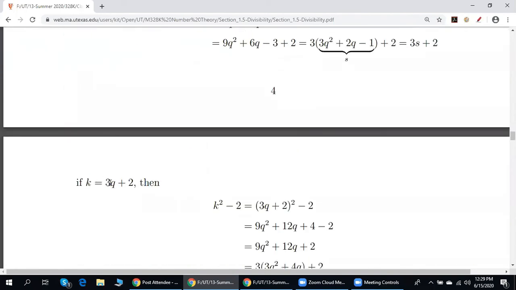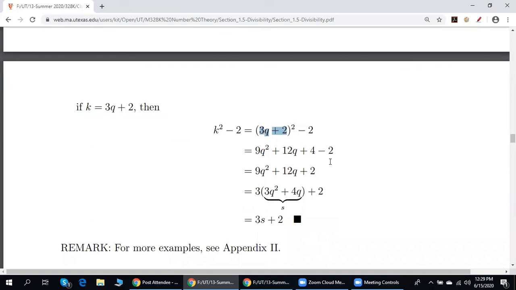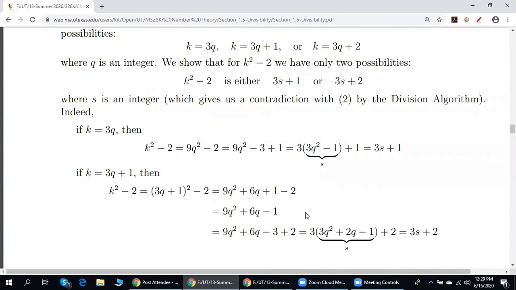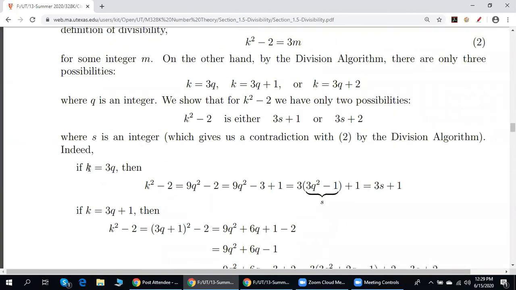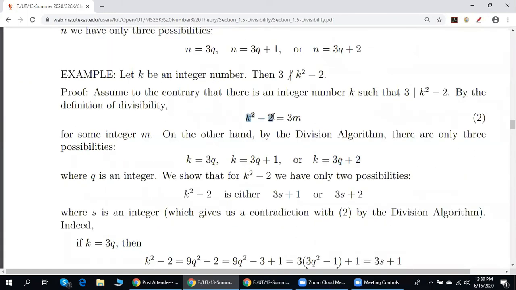Lastly, if k is 3q plus 2, we replace k by 3q plus 2, we do algebra. Conclusion: the remainder is 2, so 0 is impossible again. Once again, we come up with the following result. No matter what k is, 3q, or 3q plus 1, or 3q plus 2, this cannot be of the form 3 times integer plus 0.